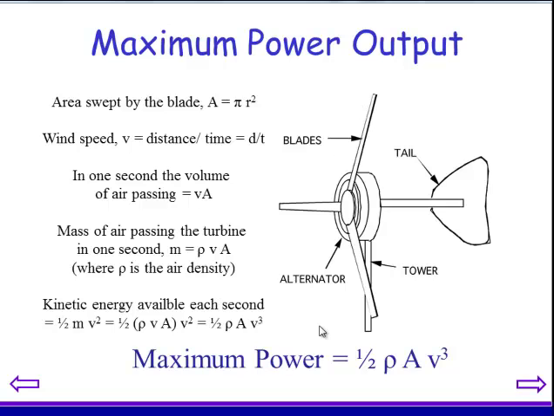And therefore the maximum power output is, remember, because we're thinking about the amount of mass which is passing per second, half density times area times v cubed. That gives me the amount of energy transferred per second. So that's the maximum power output. That's a formula you're going to be required to use at some stage.